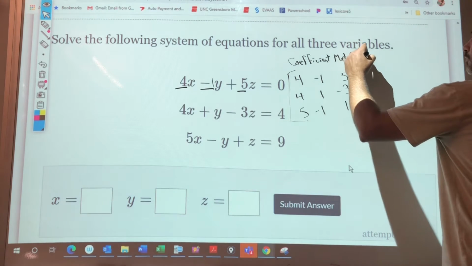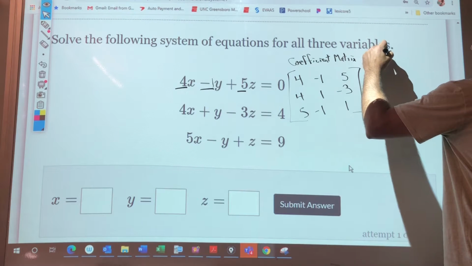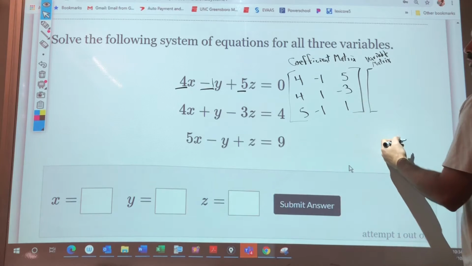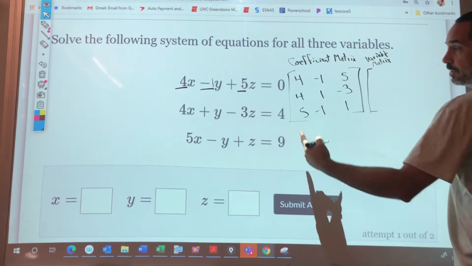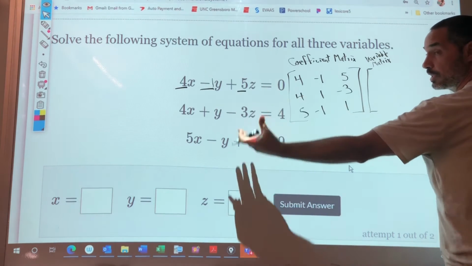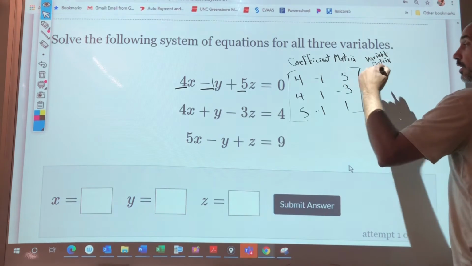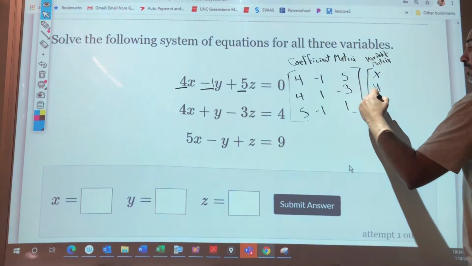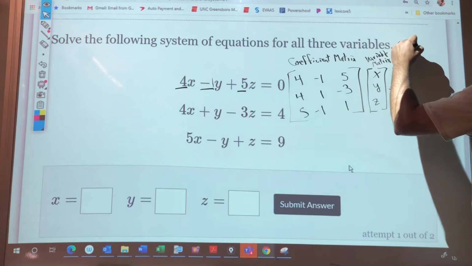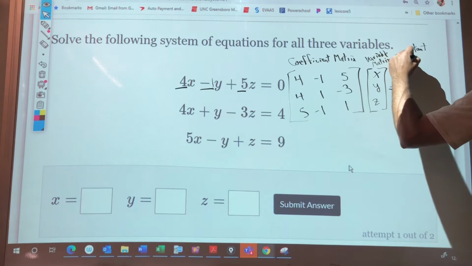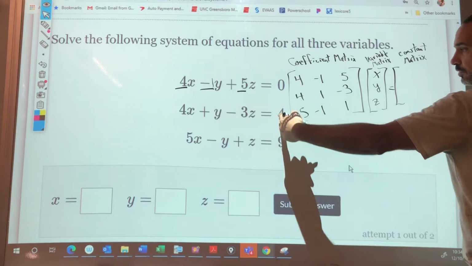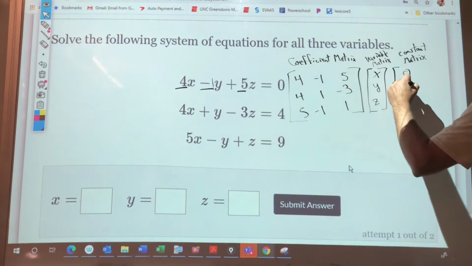Then we have something called the variable matrix. The variable matrix are the variables x, y, and z in order. So x comes first, y comes second, z comes third, and all the equations have to be lined up and in order. Then we have something called the constant matrix. The constant matrix are the solutions over here, 0, 4, and 9.